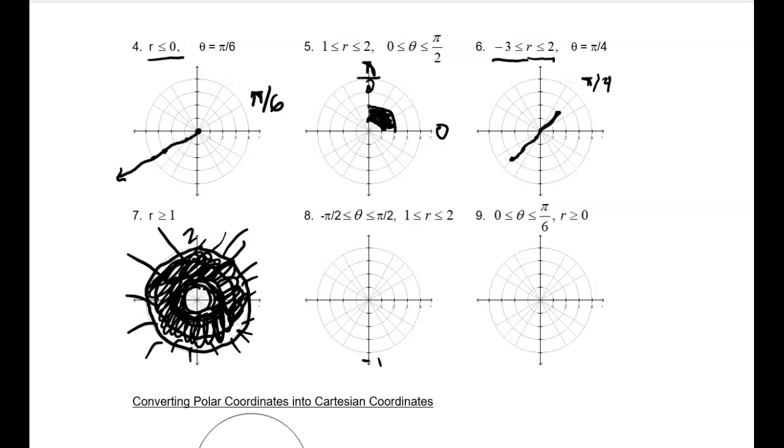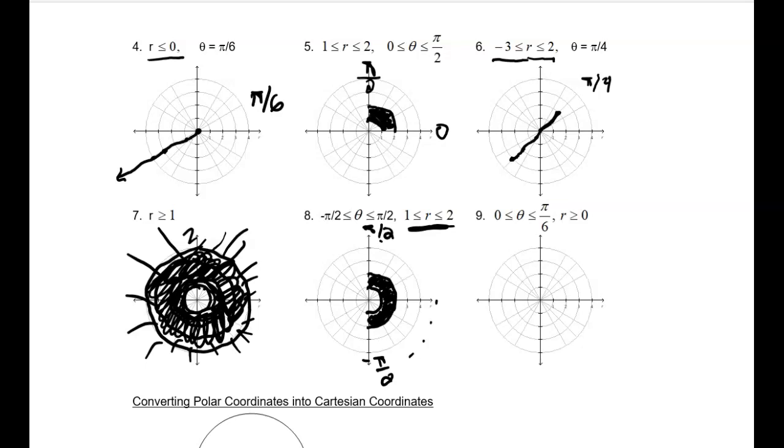Between negative pi over 2 through positive pi over 2, we would want every radius from 1. So that would give us a half circle here up until 2. So another half circle around 2. But since it's an inequality, everything in between 1 and 2, we would end up ultimately getting this shaded if we filled in every radius between 1 and 2. So we would end up with what is ultimately kind of half a donut or half of a washer.